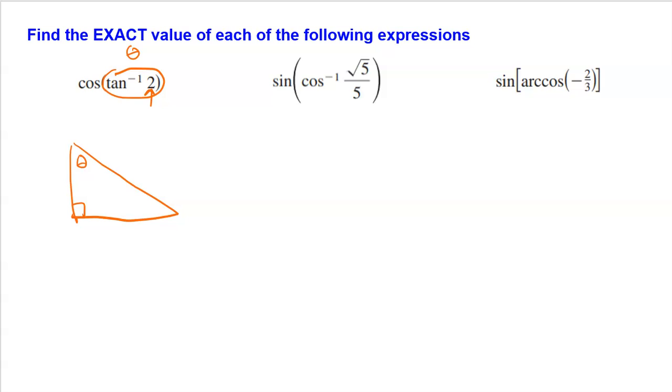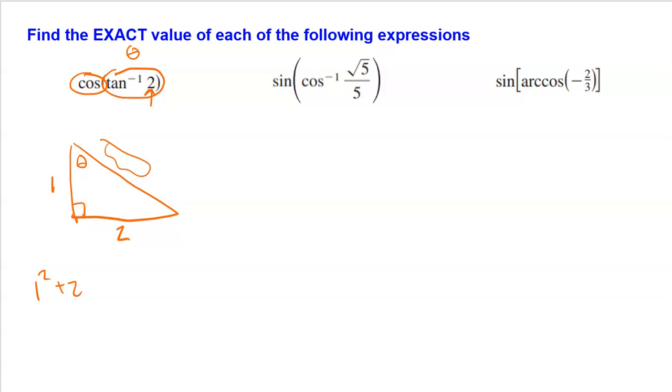The input to an inverse tangent is the opposite divided by the adjacent. So 2 is 2 over 1. Now, the problem wants me to find cosine of this angle. Well, cosine of the angle is the adjacent divided by the hypotenuse. I know the adjacent is 1. I've got to find the hypotenuse. That's so easy to do.